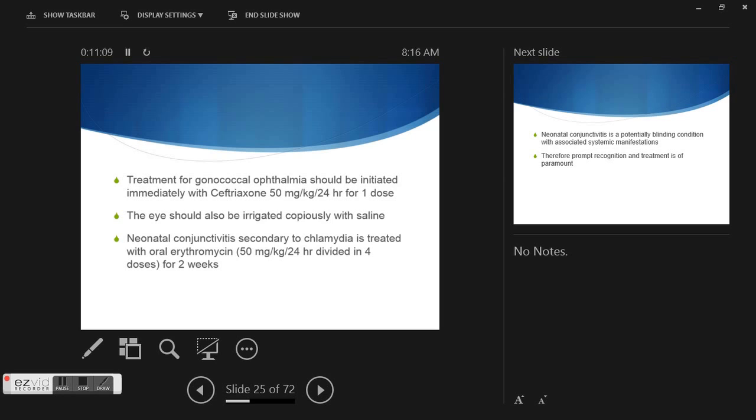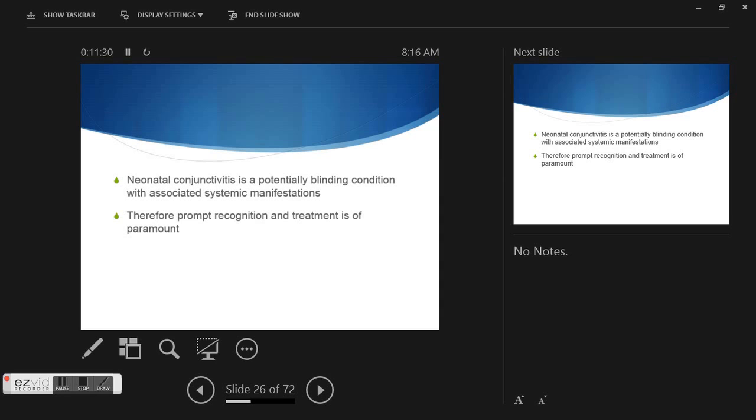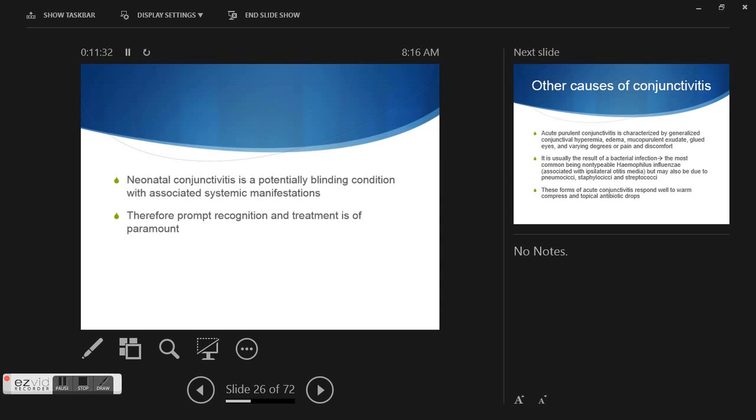Treatment for gonococcal ophthalmia should be initiated immediately with ceftriaxone 500 milligrams per kg per day for one dose, and the eyes should be irrigated copiously with saline. Neonatal conjunctivitis secondary to chlamydia is treated with oral erythromycin, 15 milligrams per kg per 24 hours, divided into 4 doses for 2 weeks.